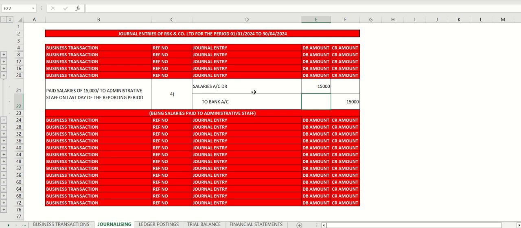The entry would be salary account debit to bank account, because there will be an outflow of cash, so the bank account is required to be credited. And as salary is an expense account, as per the golden rule of nominal accounts, all expenses and losses are required to be debited.